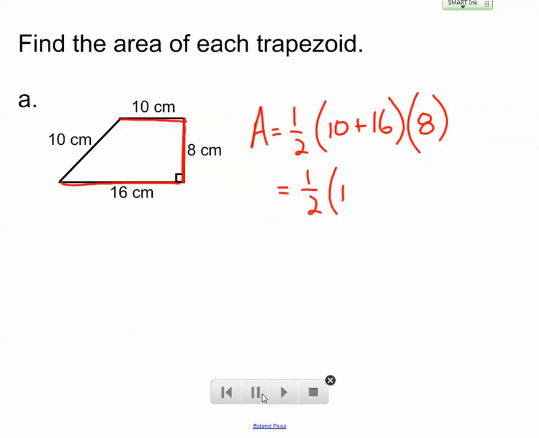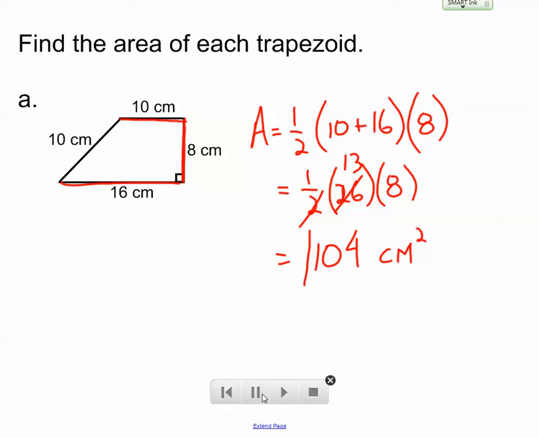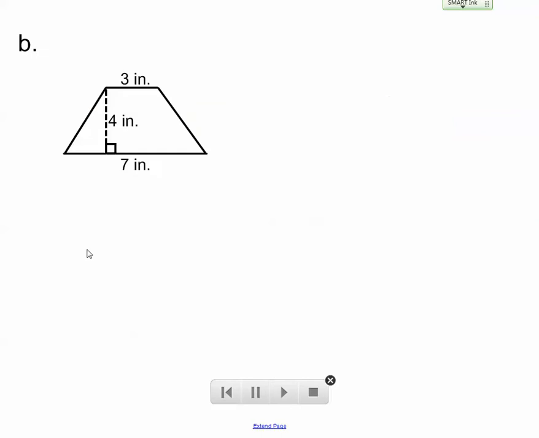So we're doing 1/2 of 26 times 8. Half of 26 is 13, and 13 times 8 is 104. So 104 centimeters squared. That would be the same as finding the area of a 10 by 8 rectangle right here and the area of an 8 by 6 right triangle, and then adding them together. But this formula is a little bit easier. We're going to do it a few more times.